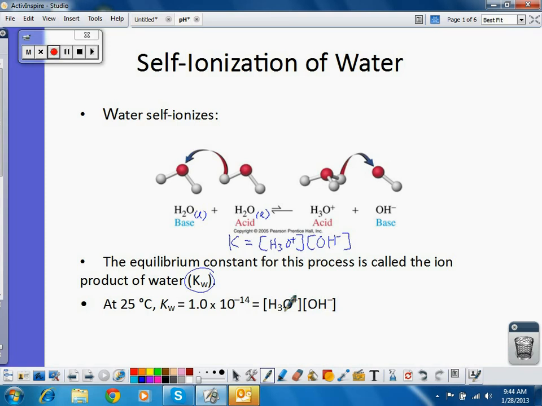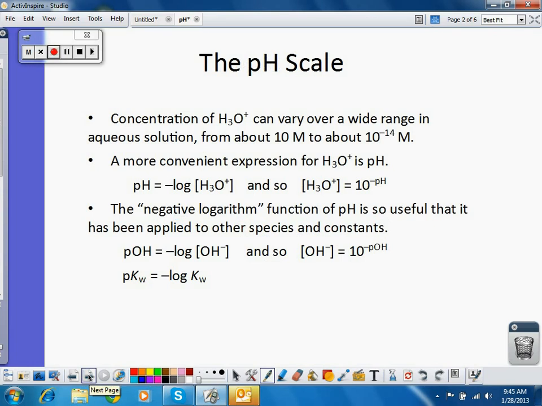Now, since it's hydronium times hydroxide equals 1 times 10 to the negative 14th, we know that the concentration of hydronium must equal the concentration of hydroxide, because that's what this equation tells me. There's a 1-to-1 ratio. So each of those is equal to 1.0 times 10 to the negative 7th moles per liter in solution, which we'll get back to in a minute.